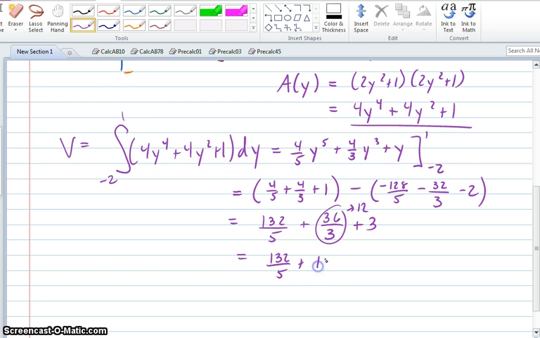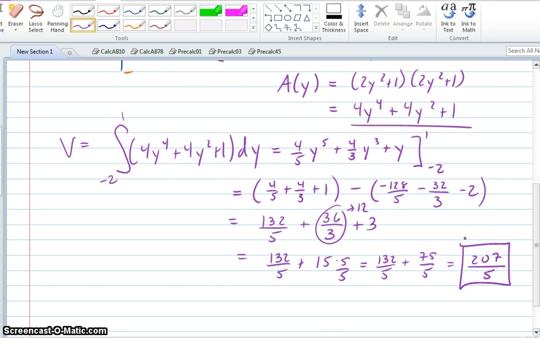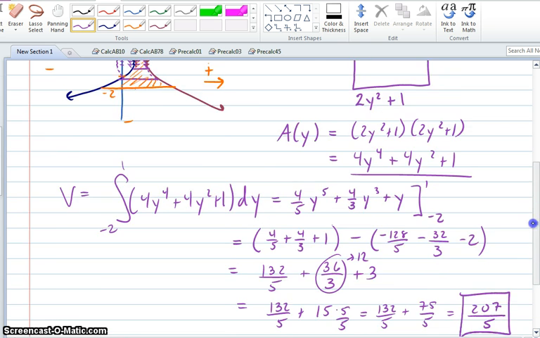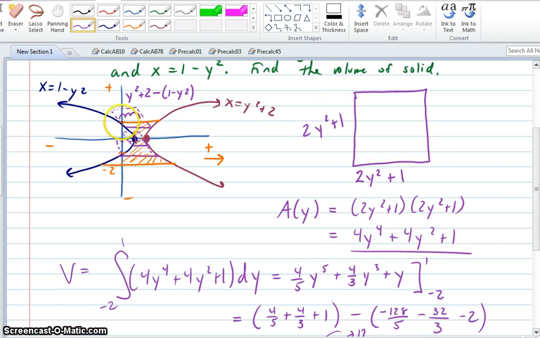So we have 12 plus 3, which is 15. Get a common denominator, and you have 132 over 5 plus 75 over 5, which turns out to be 207. So I can do arithmetic, 207 over 5. And we have now just found the volume of that goofy shape that will occur when you take that kind of hourglass shape and stick squares as cross sections on top of it.